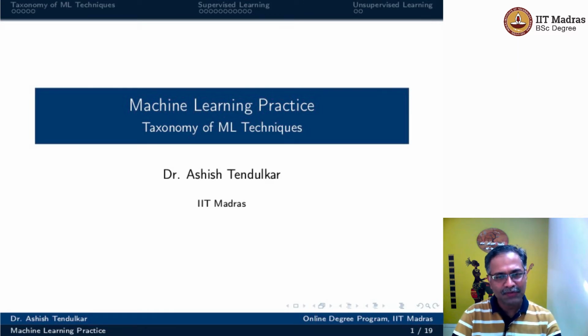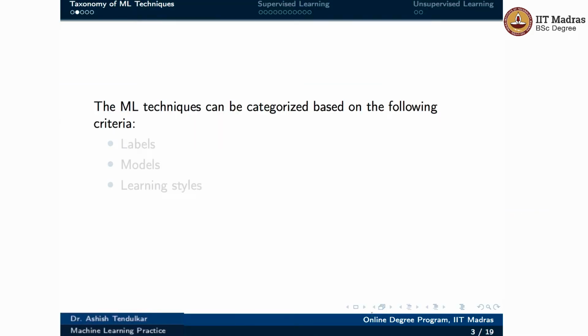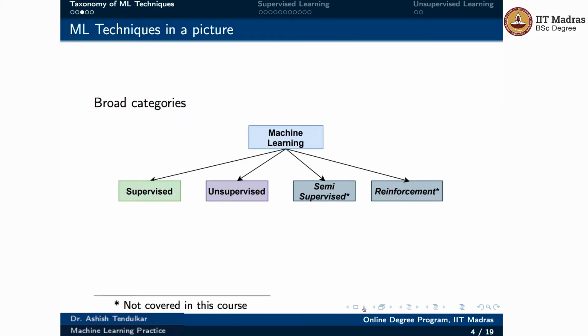In this video, we'll study taxonomy of machine learning techniques. Machine learning techniques can be categorized based on the following criteria. Based on the labels, models, and learning styles. There are two broad categories of machine learning models, supervised and unsupervised, that we'll study in our course. There are additional two categories which are semi-supervised learning and reinforcement learning, which will not be covered in this course.